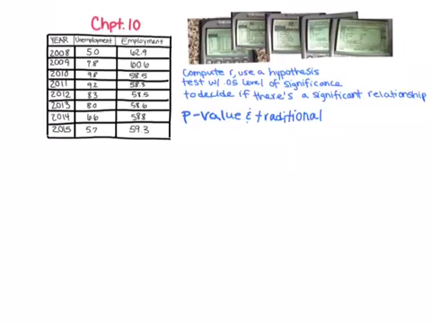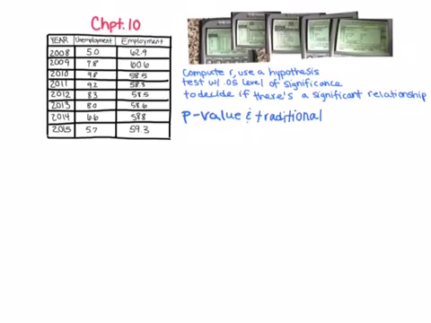So I did my problem from chapter 10, and it was specifically from 10.1, which is scatter plots and correlation, and my data is from the Bureau of Labor Statistics, which shows the unemployment population ratio percentages from 2008 to 2015. So we need to compute R and use a hypothesis test with a 0.05 level of significance to decide if there is a significant relationship. We're going to be using the p-value and traditional method.